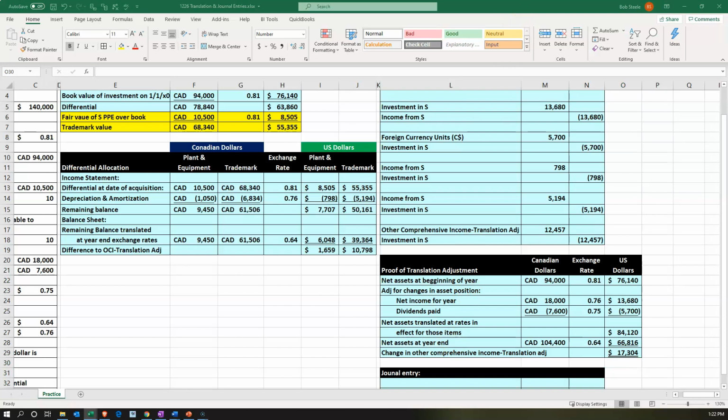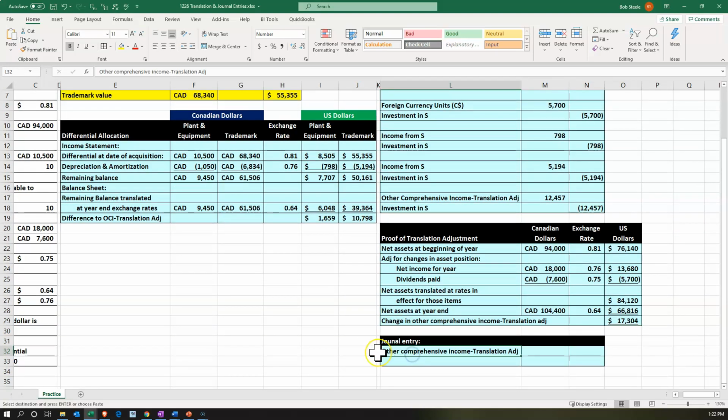We're going to have then a debit that's going to have to go to other comprehensive income, of that 17,304. The other side is going to the investment in S. Investment in S is going to be the credit, of course, of the 17,304.